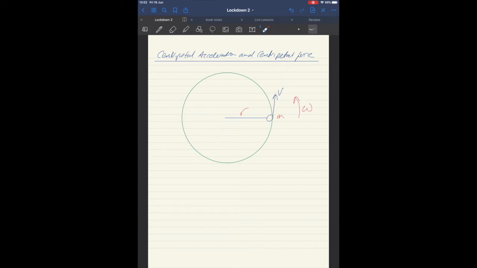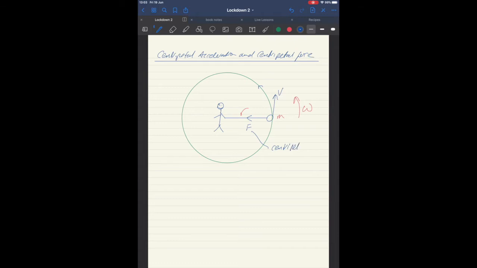If I cut the string, it would shoot off in a straight line. It wouldn't go outwards, it would just go straight off at a tangent like that. Okay? So the ball's going in a circle like this, and there's a force acting towards the centre. To make it go in a circle, there has to be a force acting towards the centre of the circle, and that force is called the centripetal force, and that's applied by you in this case as you spin the ball around your head.